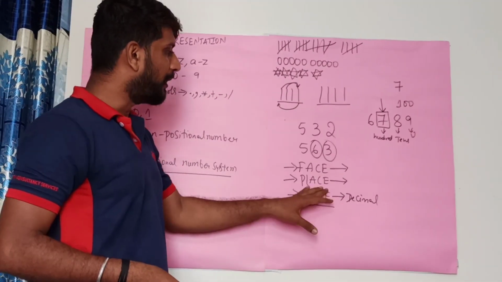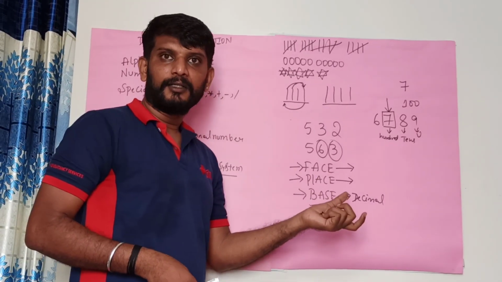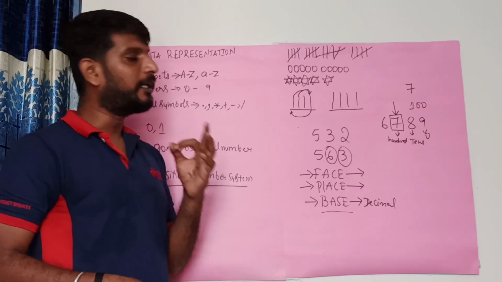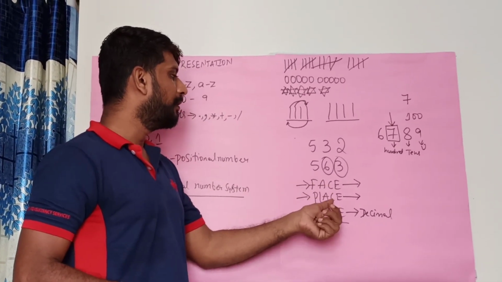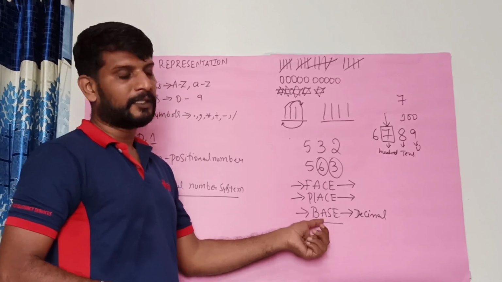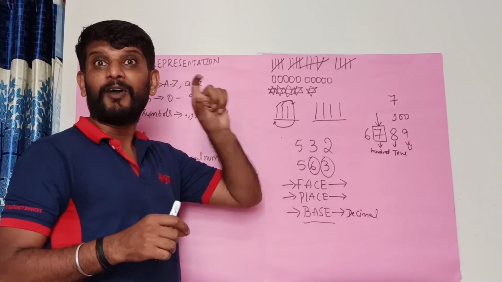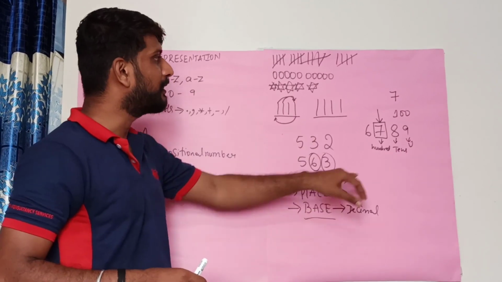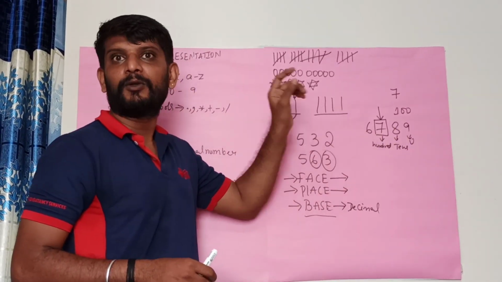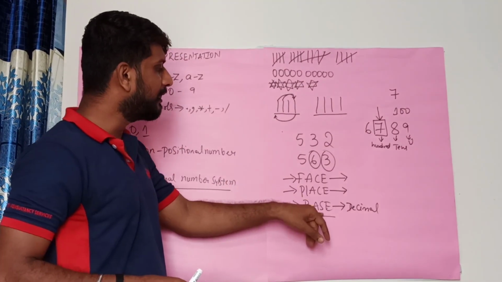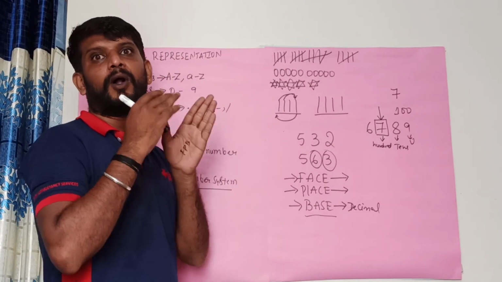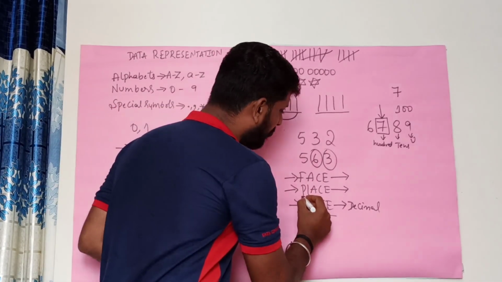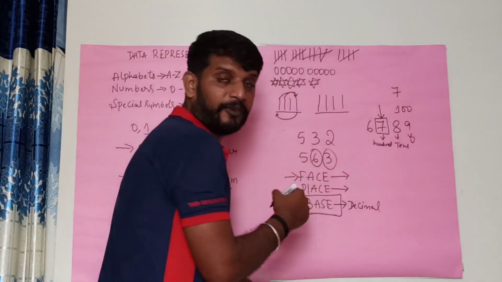So every particular number which is used in a positional number system will be consisting of three different properties: face, place and then the base. So face represents what is the value of that particular symbol alone, and place represents what is the position of that particular symbol. And the next thing is base. Base represents what is the numbering system you are using. So this thing we will discuss in our further classes.